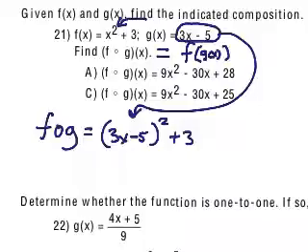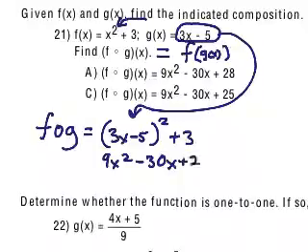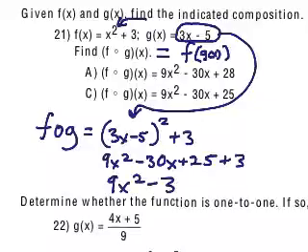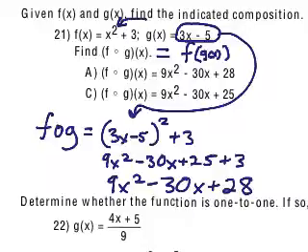So 3x minus 5 squared is 9x squared minus 30x plus 25, plus 3. Okay, and so then we combine the 25 and the 3 and we get 9x squared minus 30x plus 28, which is actually a pretty simple problem. It just sounds complicated, but it's not hard.